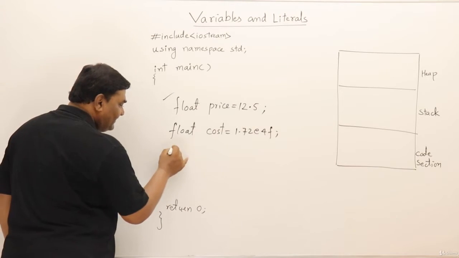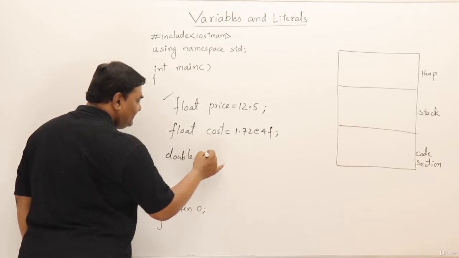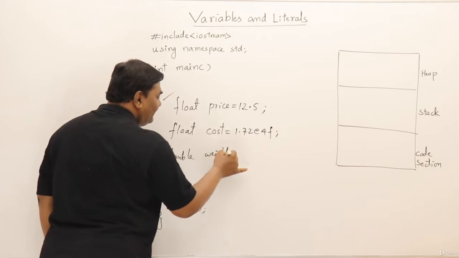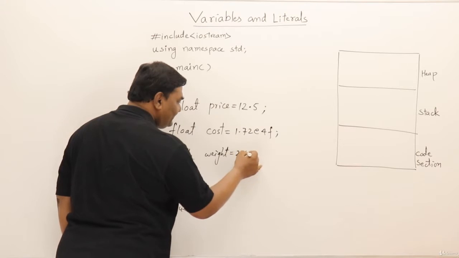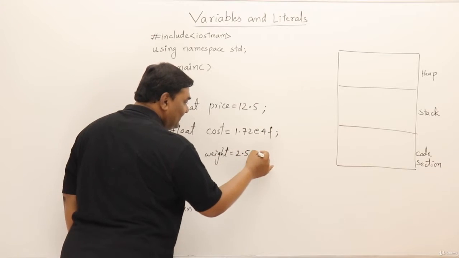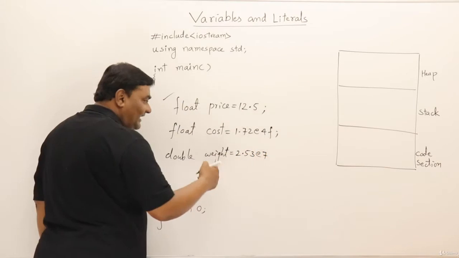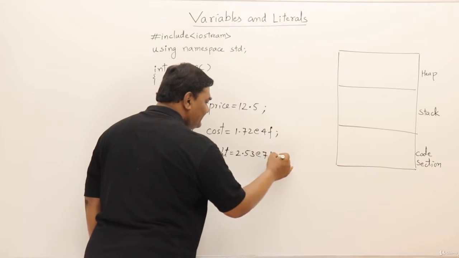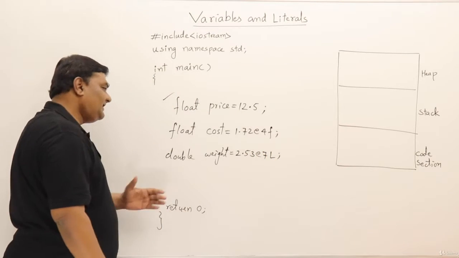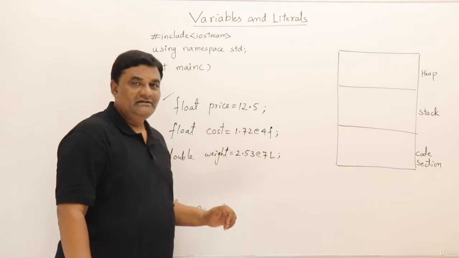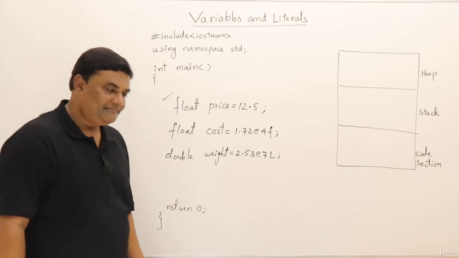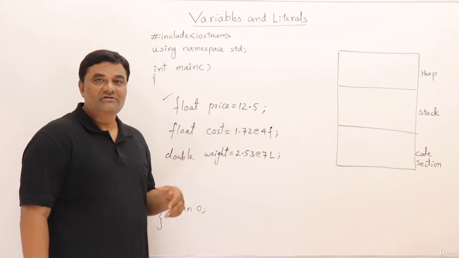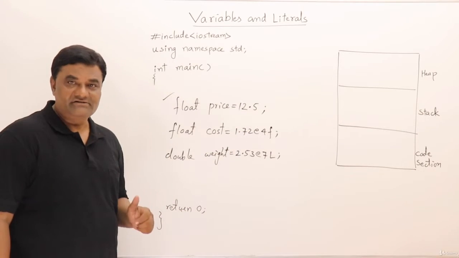Suppose you are writing double type of variable weight, and weight is suppose some large value. You may be storing some large value, so 2.753E7. As this is a double literal, it is suggested you write L, otherwise by default it is double only. If you want, you can write L also for a double literal. So these are the two methods for floating point literals.